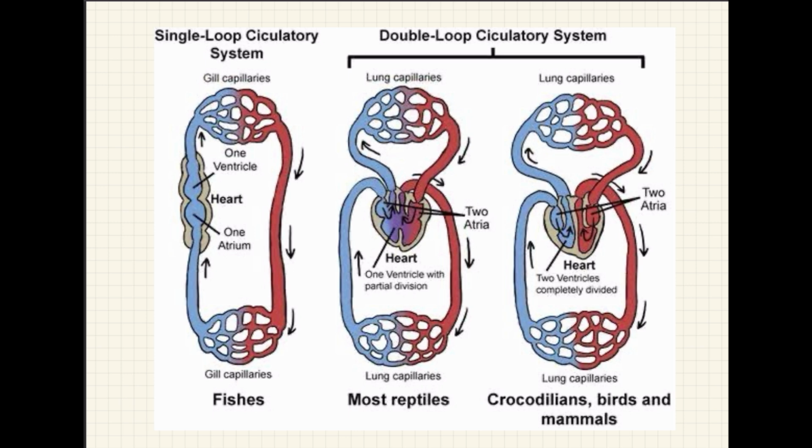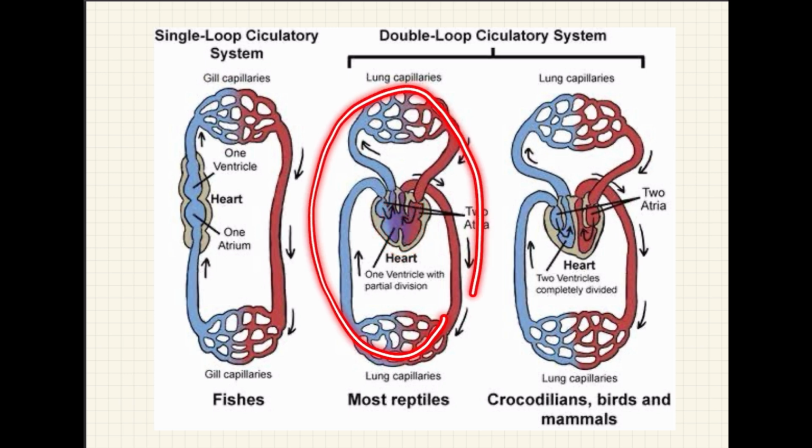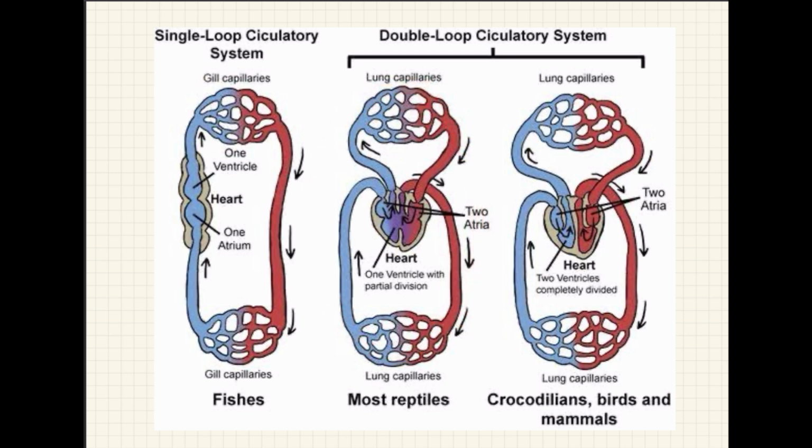So this is a diagram where you can see in the fishes one atrium, one ventricle, and it's a single circulation. Blood flows only once. Here there are two atria but only one ventricle with a partial division. It's not completely divided, and they have this incomplete double circulation. And here we have a very nicely developed septum between the atria and between the ventricles, which separates the oxygenated from the deoxygenated blood. And this is an example of double circulation. So thank you.